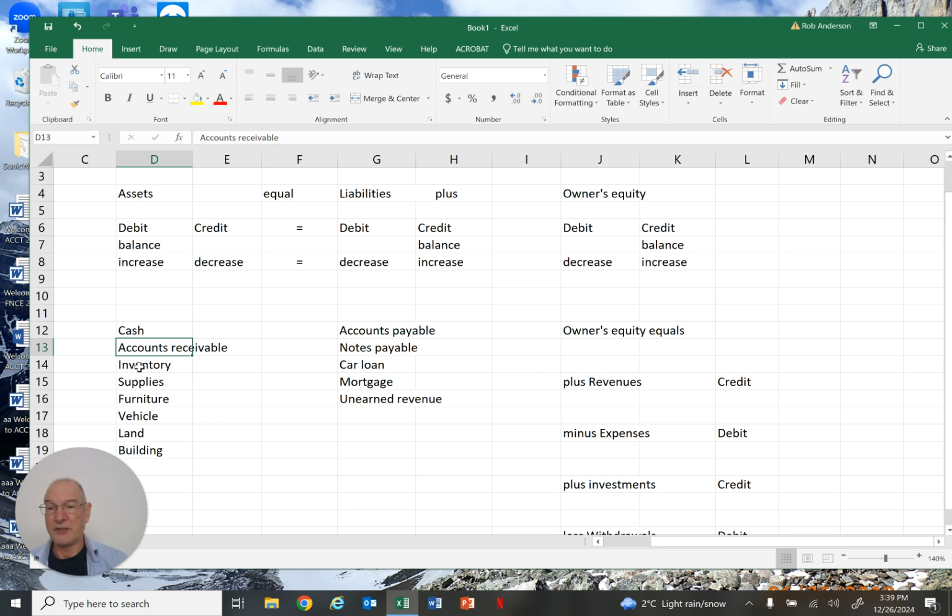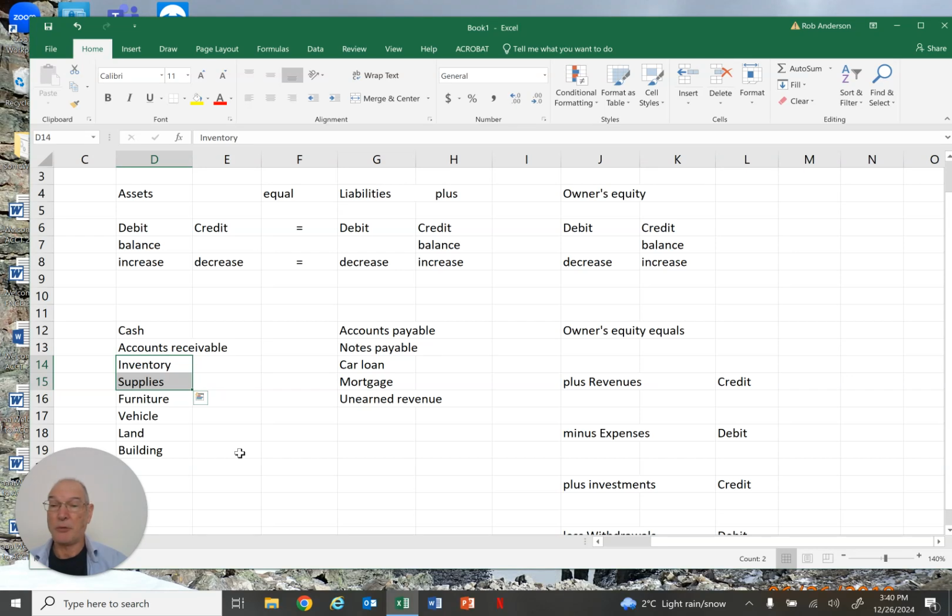If we're a business, we have things like merchandise inventory, things we buy to resell, or supplies that we use, for cleaning or stationery to do our work. So these we own, and they're probably going to benefit us in the future because they help us run our business. And then we have assets that last longer, such as furniture, vehicles, land, and building. So all of these are things you need to run your business.